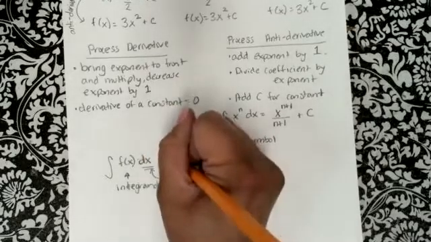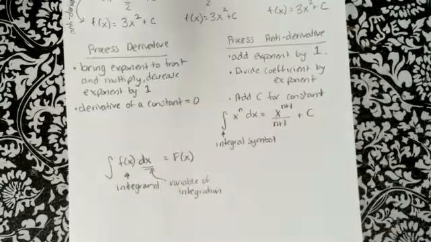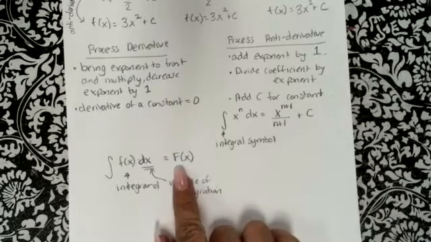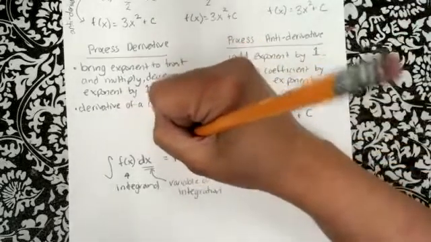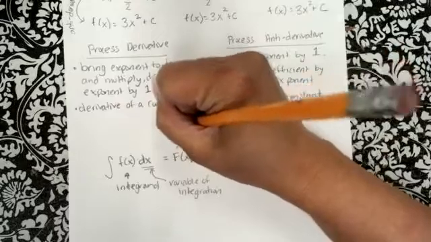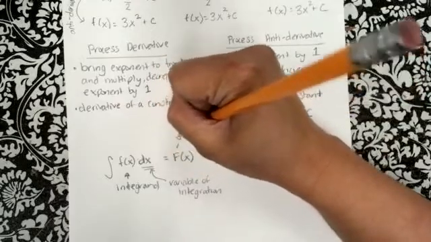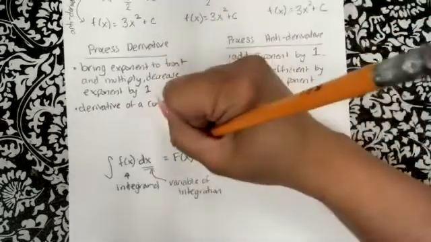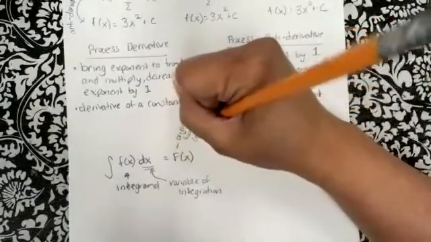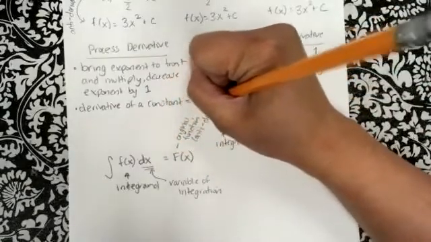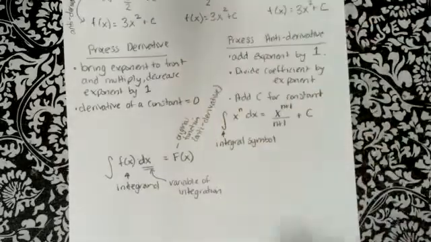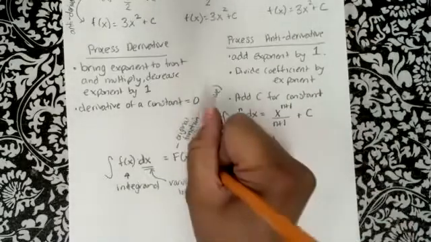Now that's going to equal, I'm going to put a capital F. The reason why I'm putting a capital F is because that's the original function, which is the antiderivative. And one thing we cannot forget is the plus c.